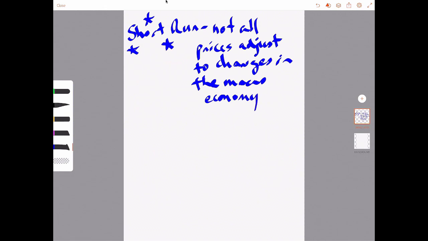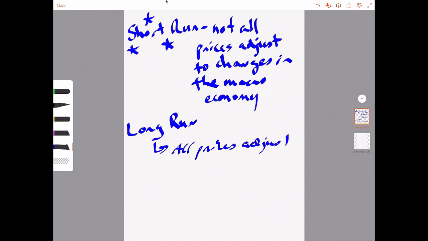Not all prices adjust to changes in the macroeconomy in the short run. We'll see what that looks like shortly, but that's going to become really, really important for us as we make this distinction between the short and the long run. In the long run, all prices adjust to any change because there's enough time for them to adjust. So all price levels adjust to changes.